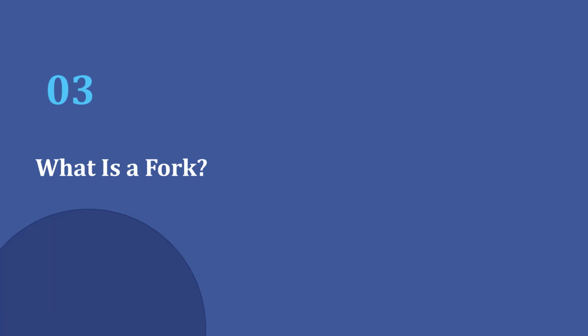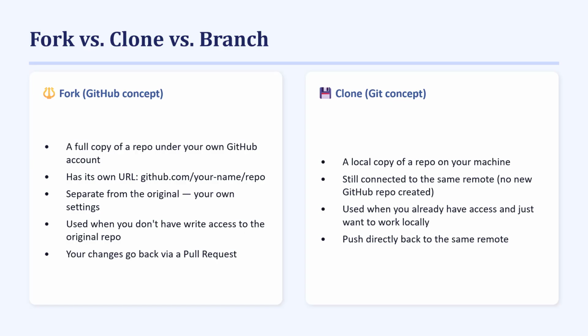So next we're going to talk about what is a fork, because I think people sometimes use these terms interchangeably, but they are in fact different. So the core idea, a fork is a full copy of someone else's repository under your own GitHub account. Unlike a branch, which lives inside of the same repo, a fork is a separate repo that has its own URL, its own settings, and it belongs to you.